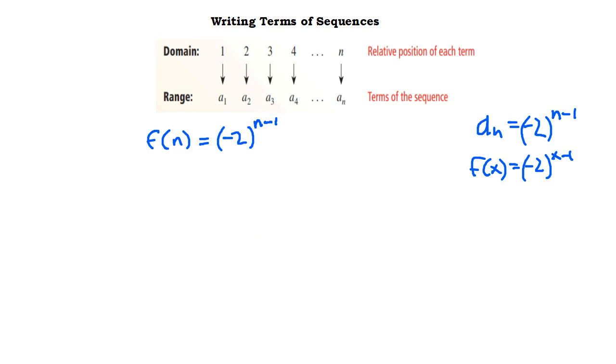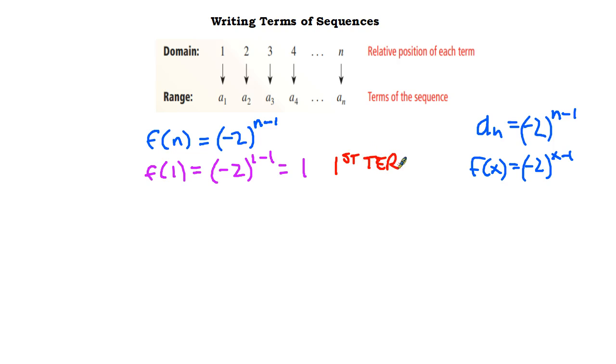Now, the way that we go about writing out the terms in our sequence here is, again, we're going to put in different values for n, and we'll start with 1. So we'll go f of 1, and this will be the first term in our sequence, and we'll go ahead and plug in the negative 2, and then 1 minus 1, and then do the math. So that's 0 power, so that'll just be 1. So that guy will be called the first term.